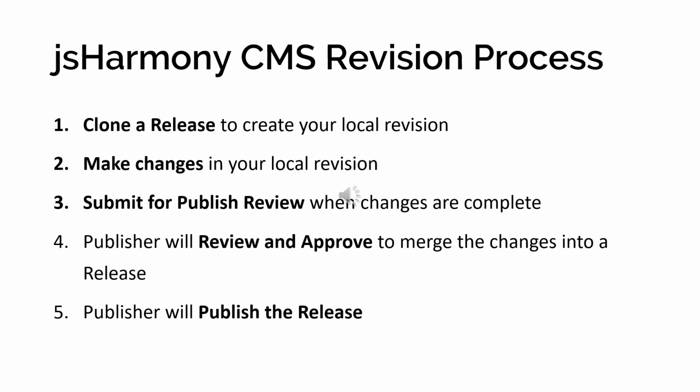There are 5 steps to the jsHarmony CMS revision process. First, an author will clone a release to create a local revision under their account. Then they'll make changes in that local revision to the pages, media items, menus, and sitemaps as necessary. After they're done with their changes, they'll submit those changes for publish review.